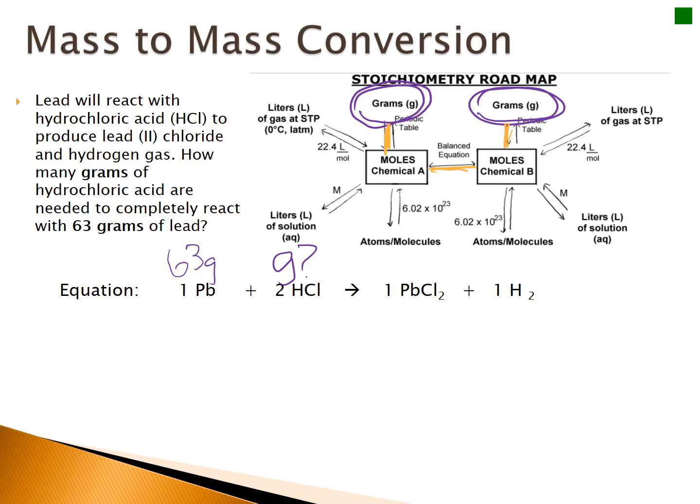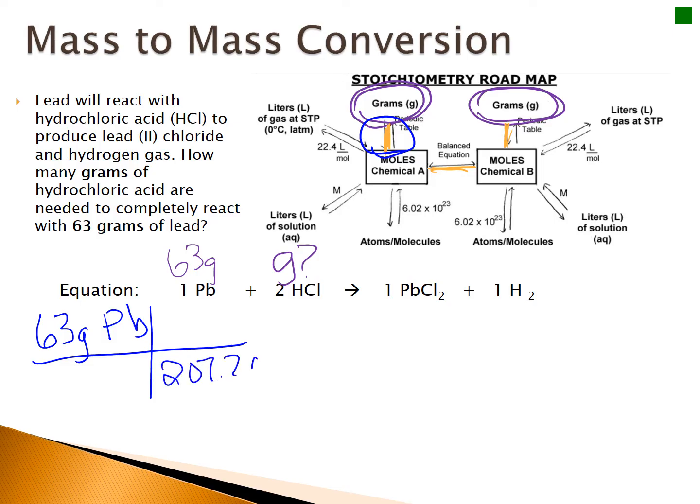So let's do this. First thing, we're going to start with 63 grams of lead. Now I'm going to use this conversion by going to moles of lead. So I'm going to use the molar mass, which is 207.2 grams of lead for every 1 mole of lead. Once again, make sure you are always writing what substance you are talking about for these stoichiometry conversions.